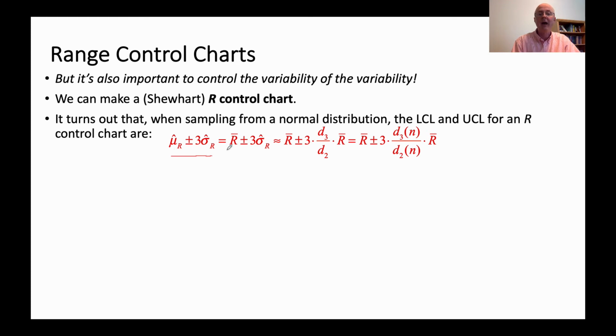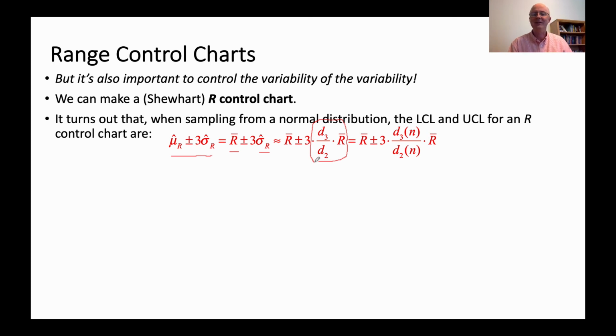Replace mu sub r hat with just r bar. We could have called it that from the start. Replace, here's something new, sigma sub r hat with this expression right here: D3 divided by D2 times r bar. Yikes, another D. What's D3?